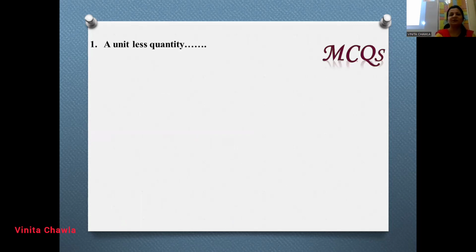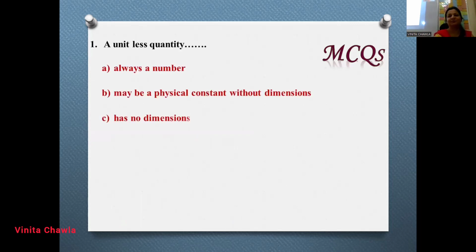Now we have questions based on this. A unitless quantity. Unitless, which has no unit. Unitless has no dimension, maybe a physical constant without dimensions, always a number, all the above are correct. Okay, what do you say? One second, that one second is not in our options. Yes. All the above are correct.